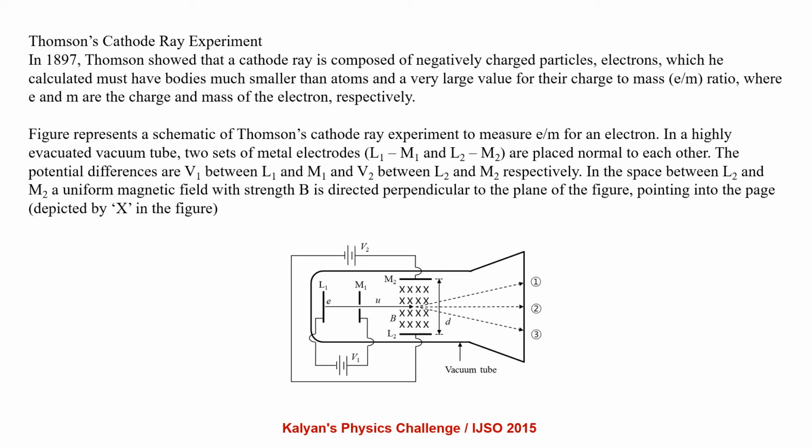Figure represents a schematic of Thomson's cathode ray experiment to measure e/m of the electron in a highly evacuated vacuum tube. Two sets of metal electrodes L1M1 and L2M2 are placed normal to each other. The potential differences are V1 between L1M1 and V2 between L2M2 respectively. In the space between L2 and M2, a uniform magnetic field with strength B is directed perpendicular to the plane of the figure, pointing into the page, depicted by X in the figure.